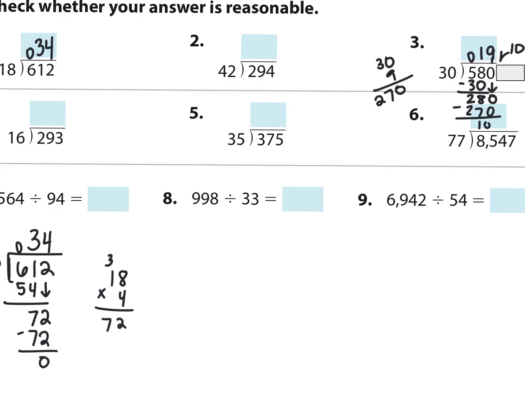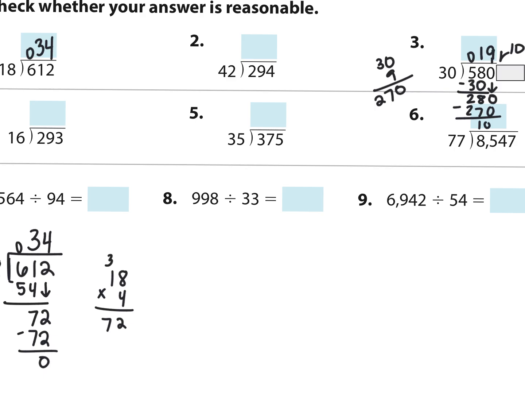When I write my remainder, you just put that little R. I don't care if it's capitalized, lowercase. Just show me that you know there's a remainder 10. So 19, remainder 10 on that one. Okay, how are we so far? The first two.